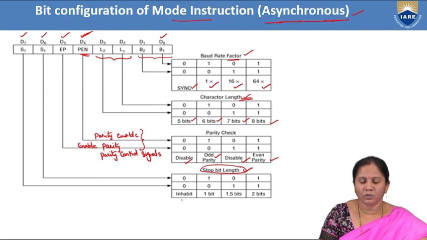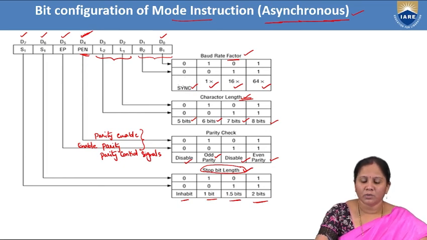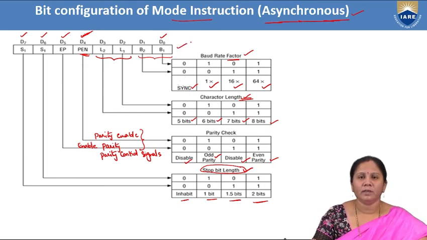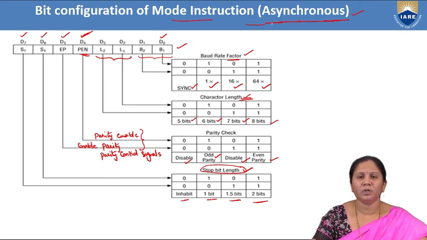So if it is 0, 0, the combination is invalid. If it is 0, 1, only one stop bit will be included. If it is 1, 0, 1.5 stop bits will be included. If it is 1, 1, 2 stop bits will be included. So this is about the 8-bit register format of bit configuration of mode instruction in asynchronous mode.